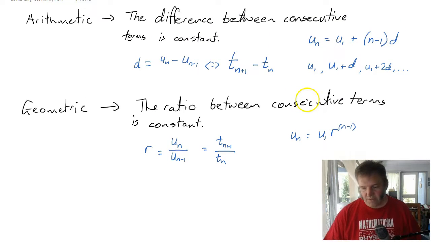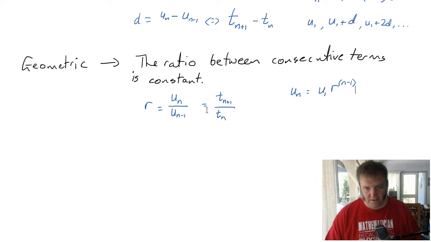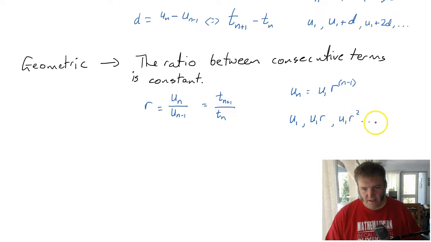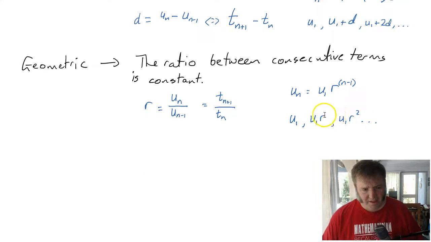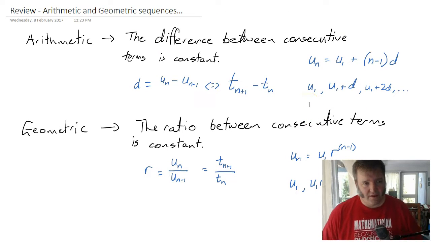What does the general sequence look like? I'd have u_1, then u_1 times r, u_1 times r squared, and so on. That's the basics that we need to remember about arithmetic and geometric sequences.